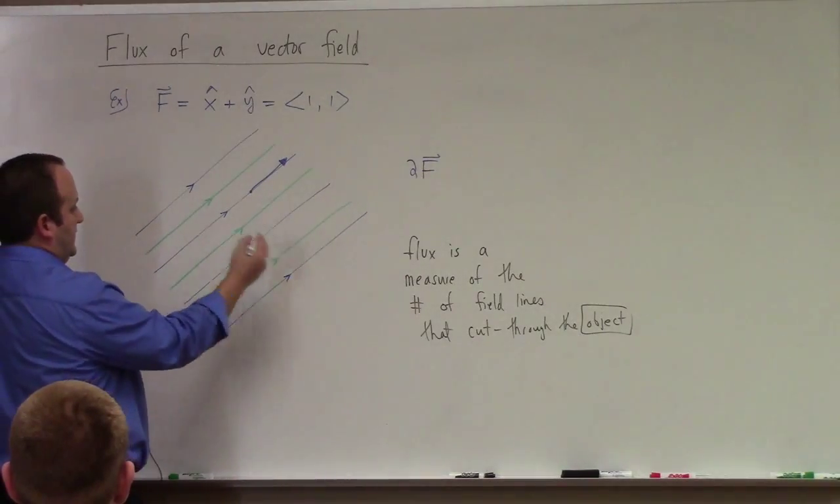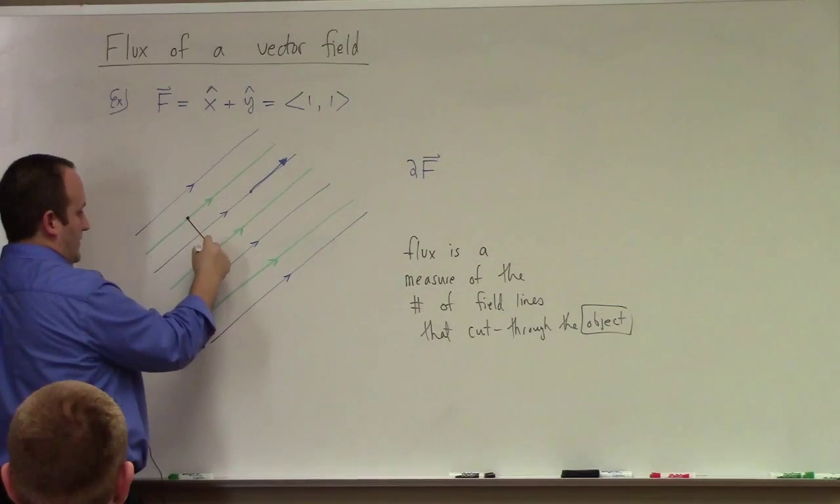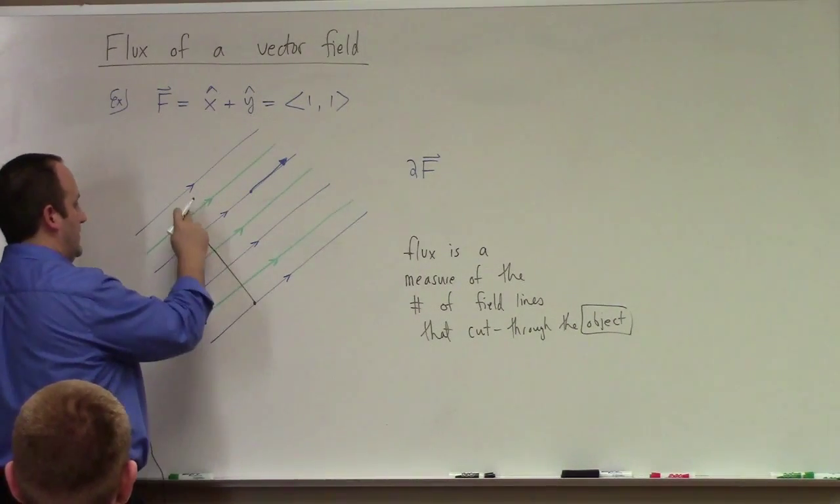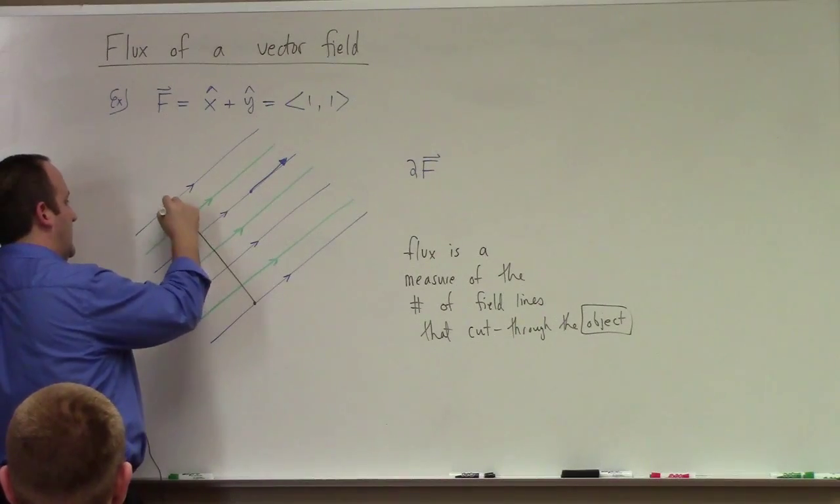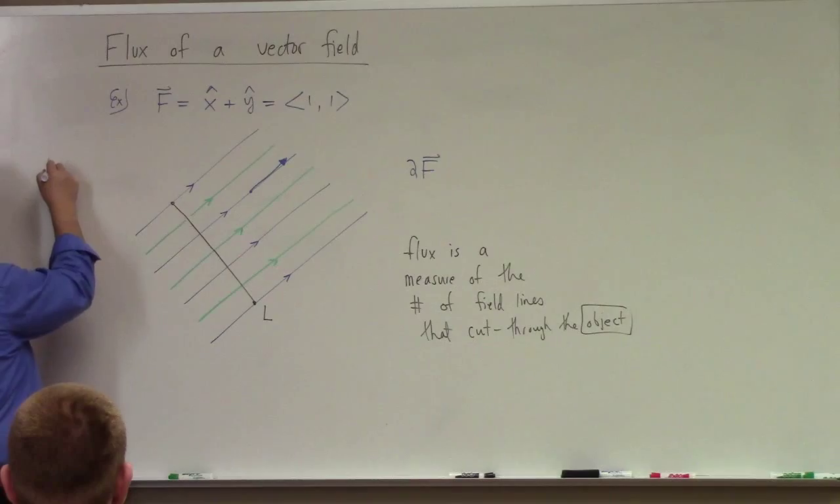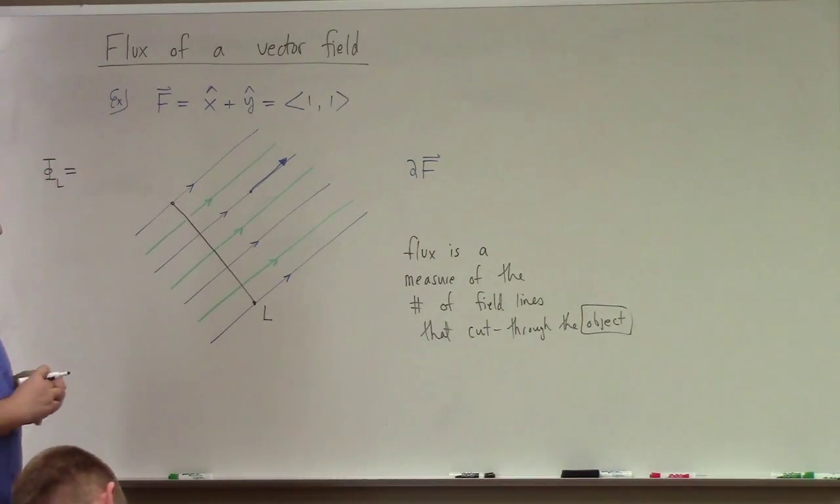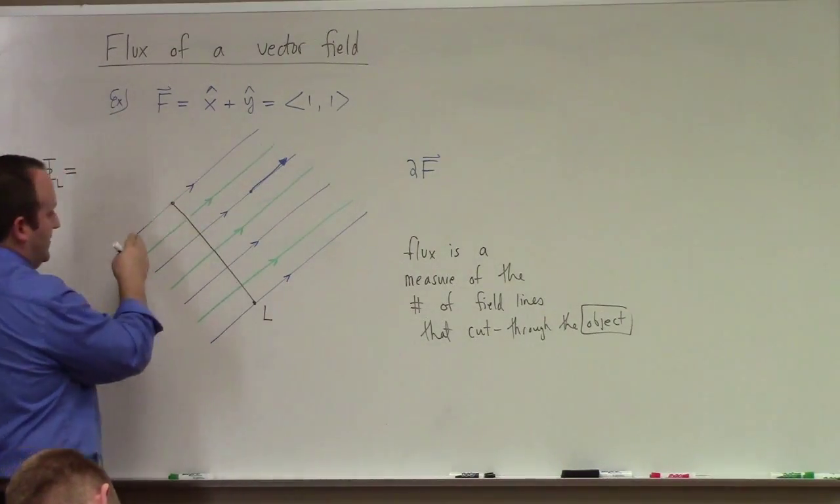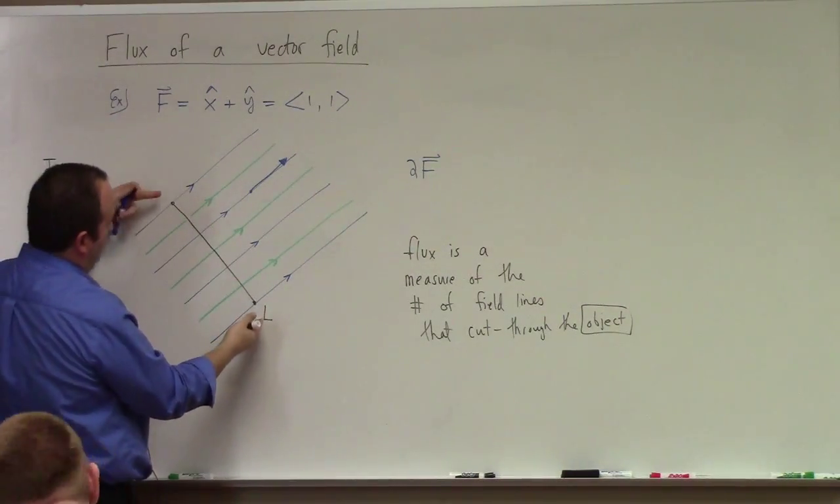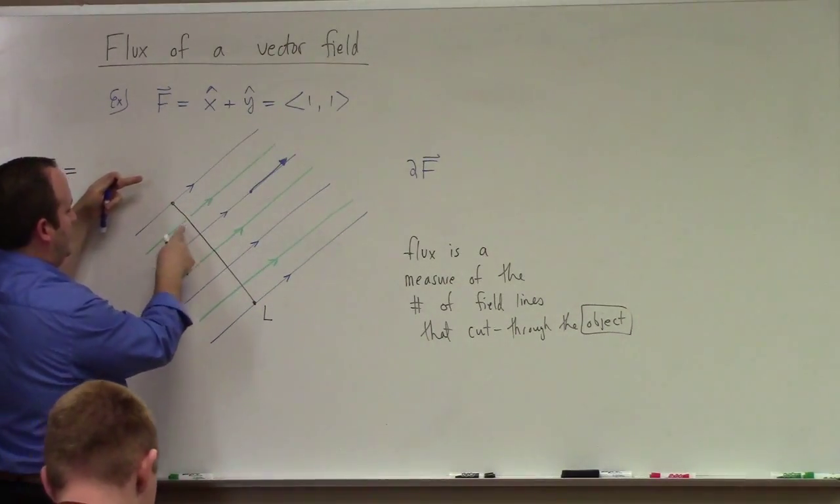And so the object I have in mind for this discussion is simply a line segment. Like this line segment, I'll just make it all the way across. Suppose we're thinking about this line segment L. So what would the flux through L be? We use the symbol phi for flux. The way this works is, how many field lines cut through L? 1, 2, 3, 4, 5, 6, 7.